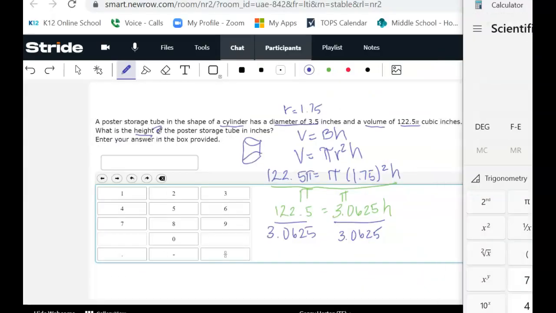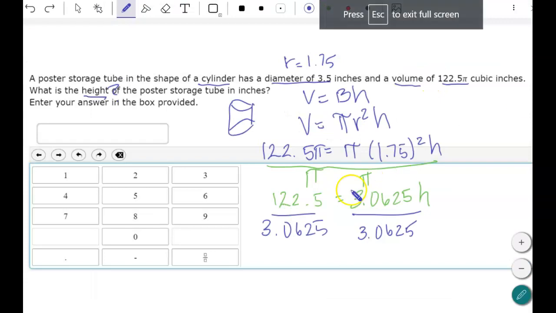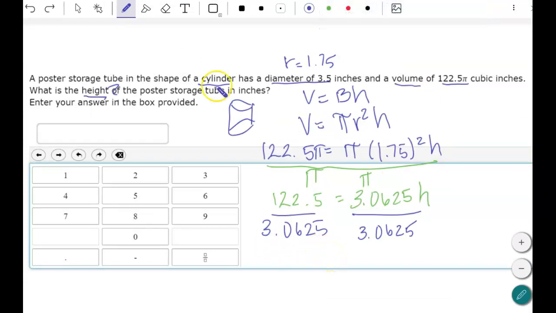If I divide 122.5 divided by 3.0625, the answer is exactly 40. So this is 40 for this one. h is equal to 40. So the answer would go in here. You would just click this and this, that type of question.